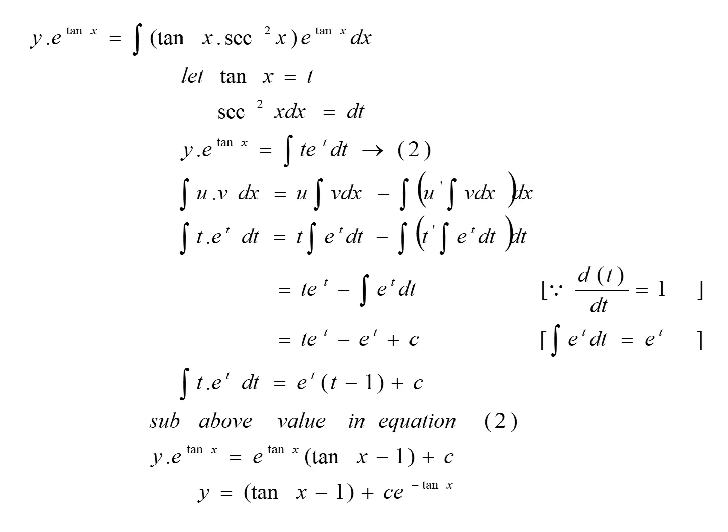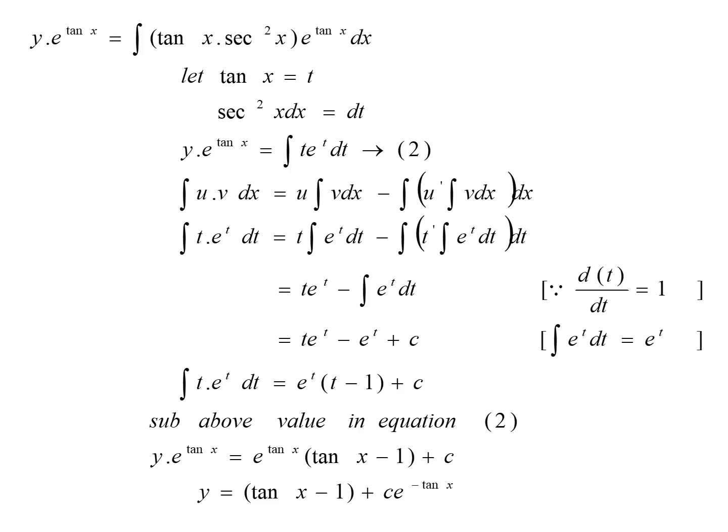Next, apply the integral uv formula. Integral u into v dx formula is u into integral v into dx minus integral u dash into integral v of x into whole dx. So apply the same formula for equation 2. Take integral t into e power t into dt. Choose u as t and v as e power t. Apply this formula for equation 2.